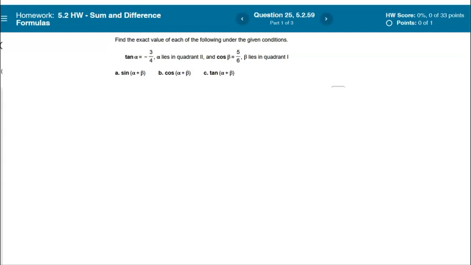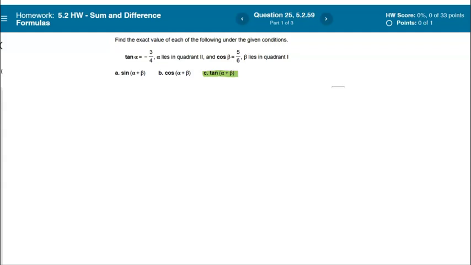Hello, Math 113. I know some of you might be struggling with problems like this. What I really want to talk about is the tangent of alpha plus beta. And let's do this problem to express. Now, the main issue may come in rationalizing the denominator.